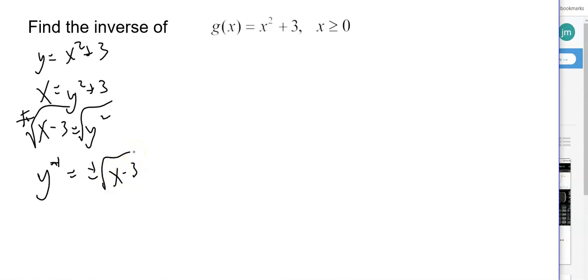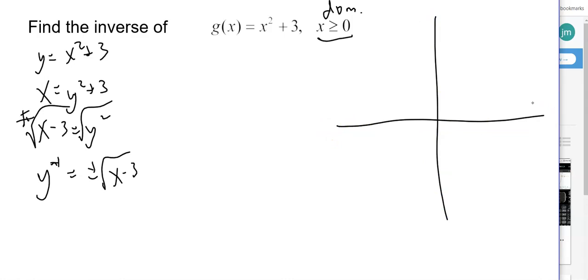Now the problem is the domain was restricted. And it's actually a good thing that domain was restricted. If you look at this original function, y equals x squared plus 3 looks like this, basically.